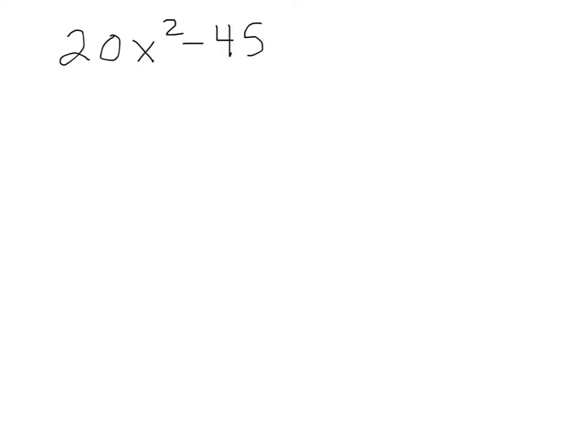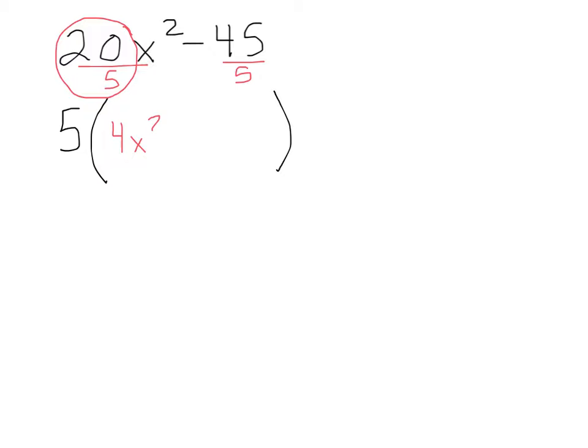Let's look at this problem. Now, when you look at it, at first glance, you might say, this is not a difference of squares because 20 is not a what? Perfect square. But remember, before you decide whether or not it's a difference of squares, you need to look at both terms and see, is there a number that can be factored out? Yeah, 5 goes into 20 and 5 goes into 45. So let's factor out 5. And when we factor something out, it's like we're dividing each term by it, right? So 20 divided by 5 is 4x squared minus 45 divided by 5 is 9.